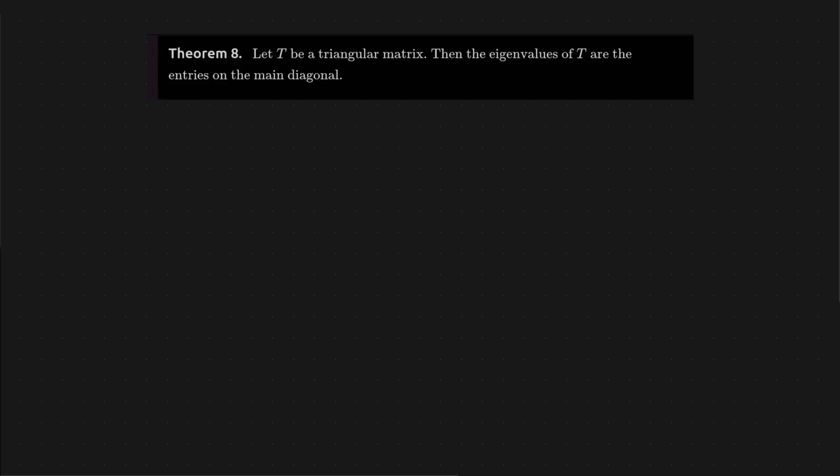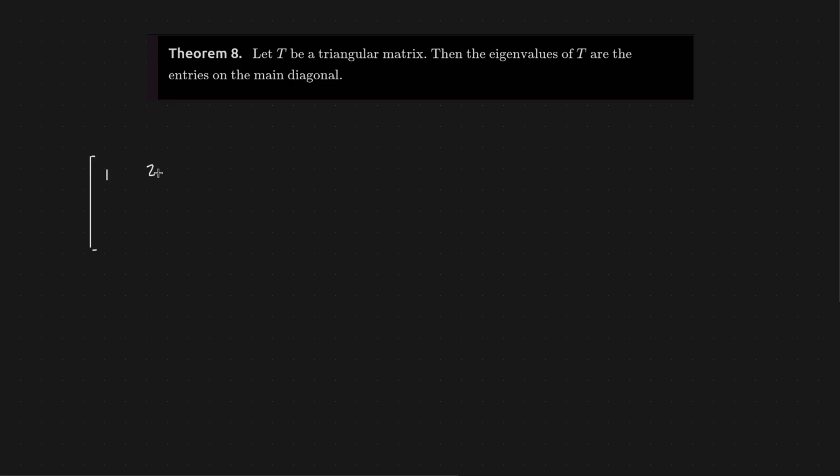I'd like to finish off this section by just looking over a couple quick results that have to do with eigenvalues. So let's consider a triangular matrix. If T is a triangular matrix, either upper triangular or lower triangular, then the eigenvalues of T are just the entries on the main diagonal. Now, I'm not going to do a formal proof, but it's pretty easy to see if you just take an example.